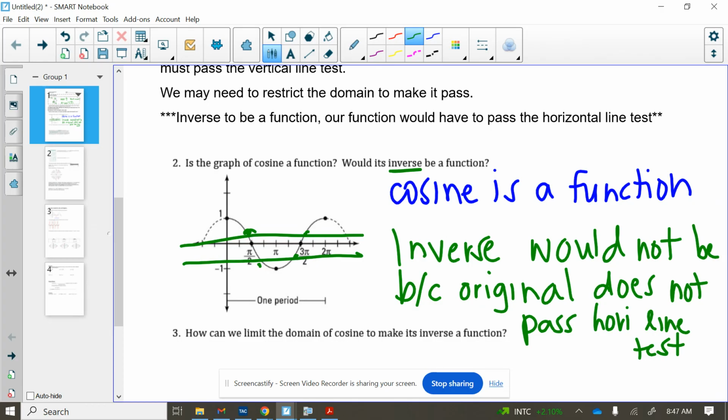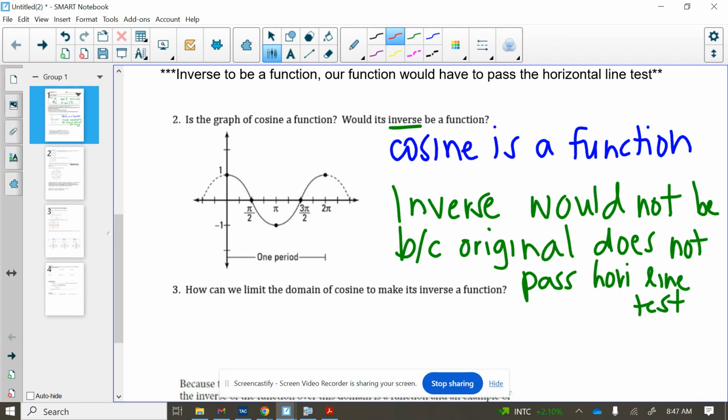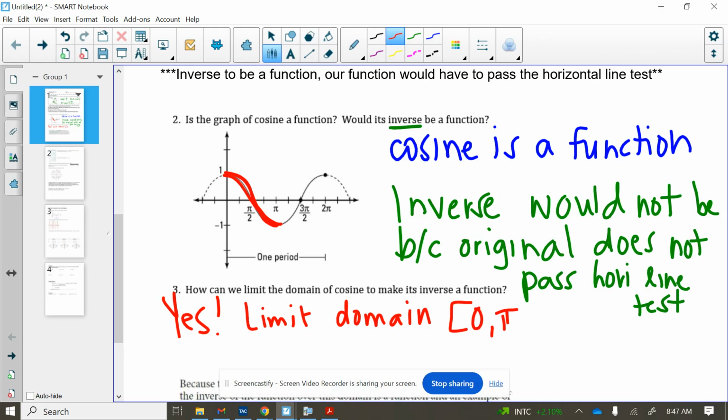Now, what we could do, however, is limit this so that we could make the inverse pass. Yes. Let's say we stopped our graph. It didn't keep repeating. We just stopped it once it got to pi. Then we would, in fact, be able to say this does pass that horizontal line test. So we would limit the domain to just being between 0 and pi, and it would finally pass.